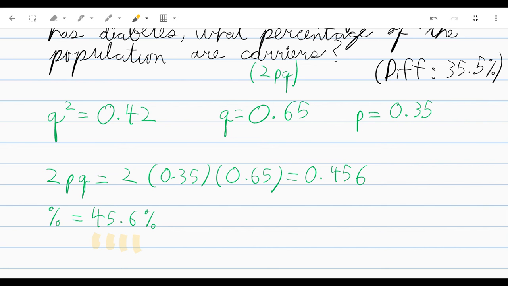If you wanted to figure out the rest, and you want to know what p squared is, just for the sake of it, we would take our p value and we would square it. So p squared in this population, our homozygous dominant, would be about 12%. So 12 hundredths or 12%. And there you go.